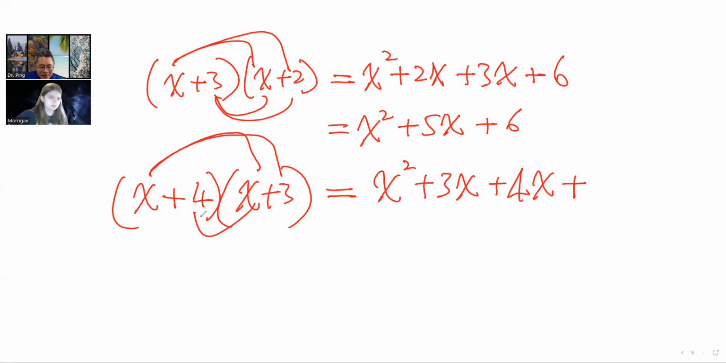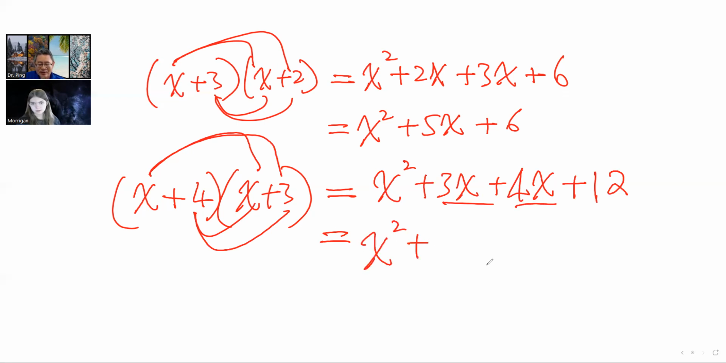Would I add 4 plus 3 or would I just do 4 times 3? 4 times 3. So that'd be 12, right? Yeah. And then we just combine the like terms. That gives us x squared plus 7x plus 12. Good. Okay, let's do a couple more, okay?